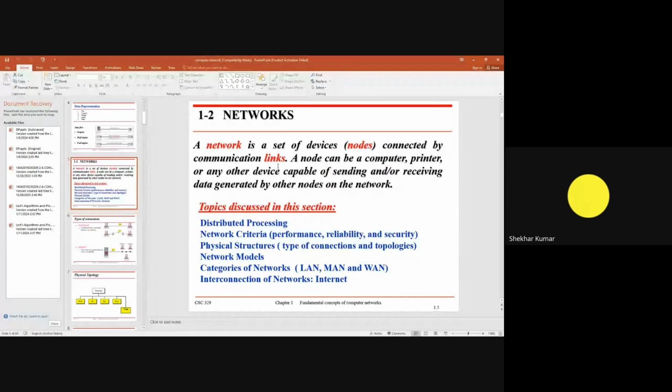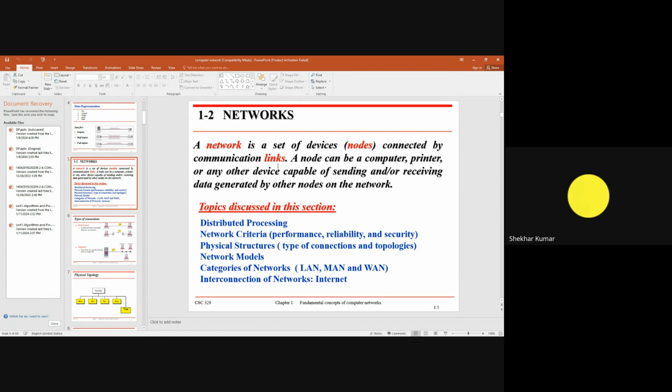What is a network? A network is a set of devices, sometimes also called nodes in the computer network, that are connected by communication links. A node can be anything. That can be your mobile phone, your computer, or a printer. A node can be anything that is capable of sending or receiving data. That is the node in the network. That is your computer network.